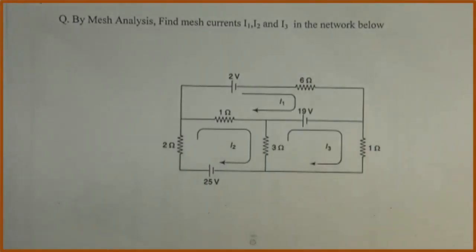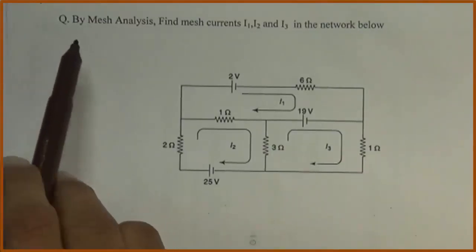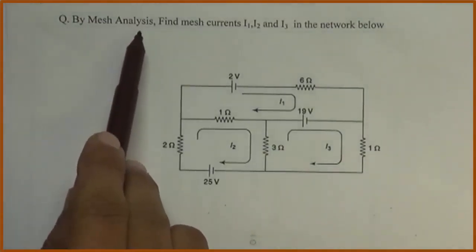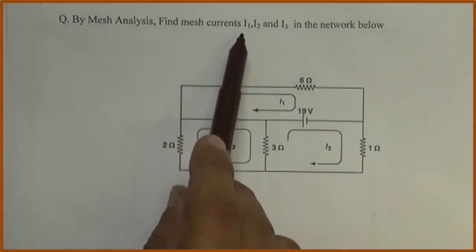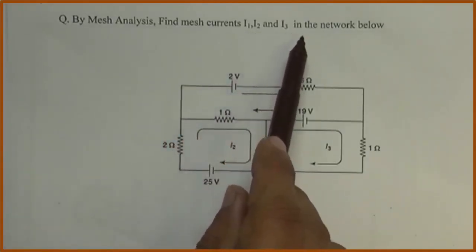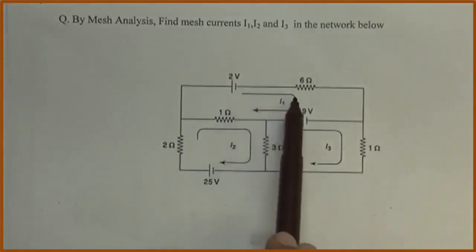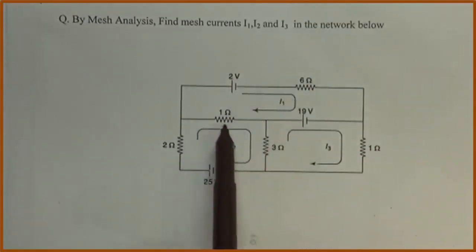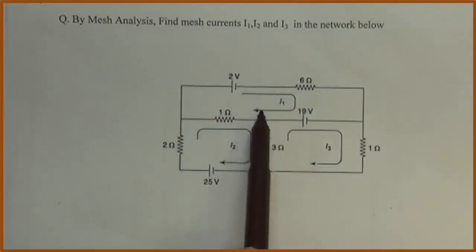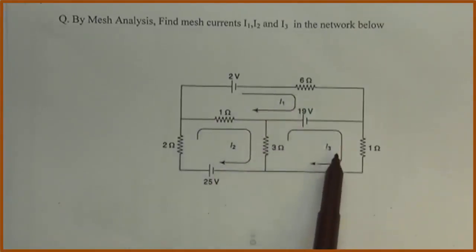To understand this mesh analysis technique, we will solve some numericals based on this method. The first numerical I have taken is like this. By mesh analysis, find mesh currents I1, I2, I3 in the network below. So this is my network given. The mesh currents are marked in the circuit. This is I1, this is I2, and this is I3.